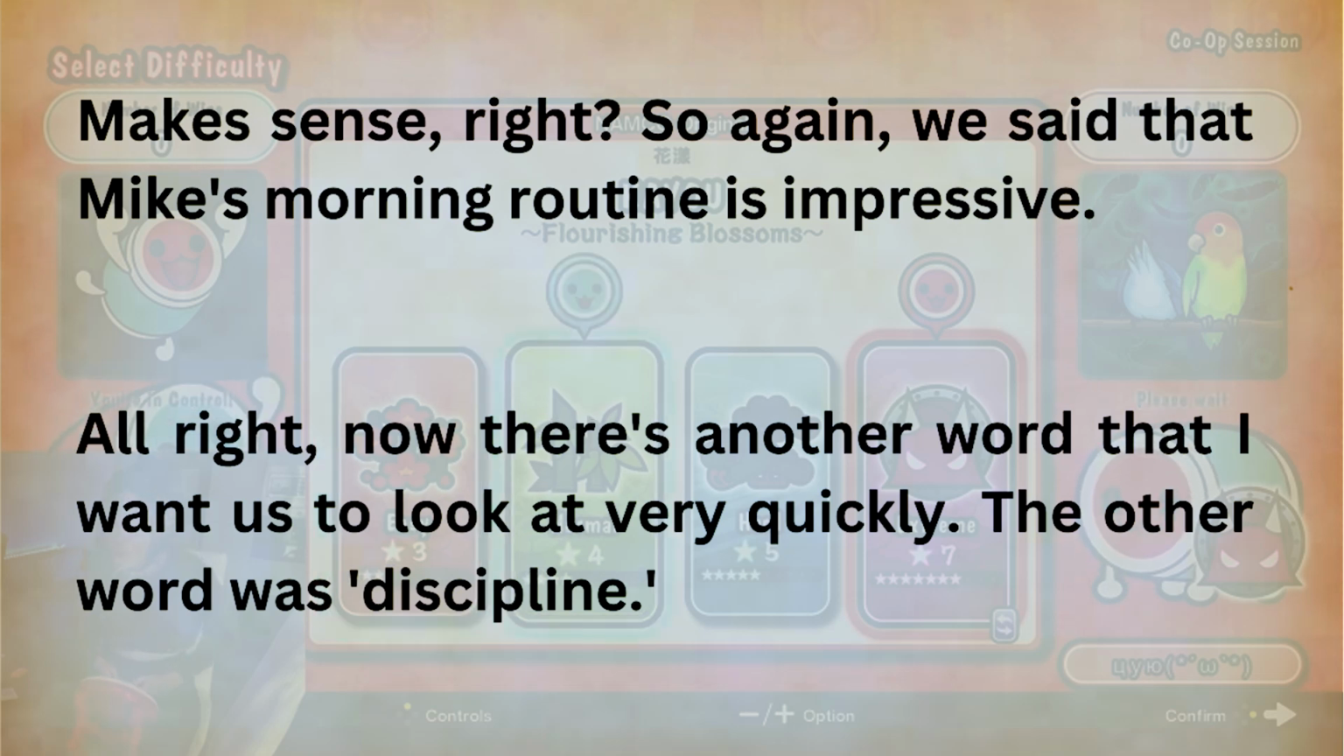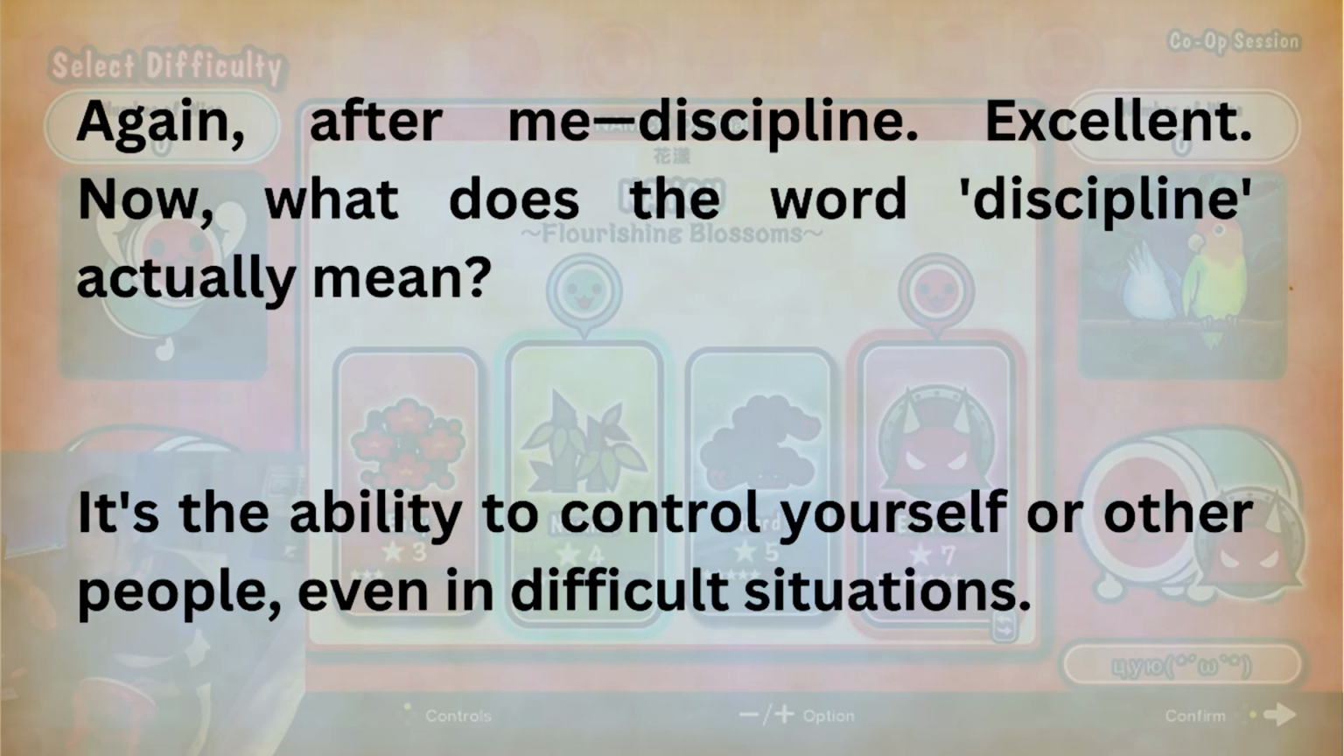All right, now there's another word that I want us to look at very quickly. The other word was discipline. Again, after me. Discipline. Excellent. Now, what does the word discipline actually mean? It's the ability to control yourself or other people, even in difficult situations.